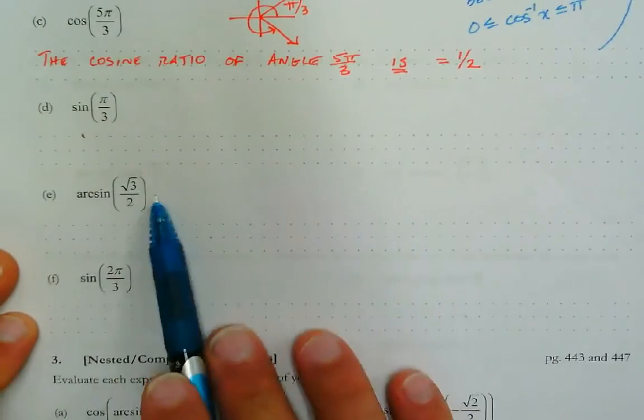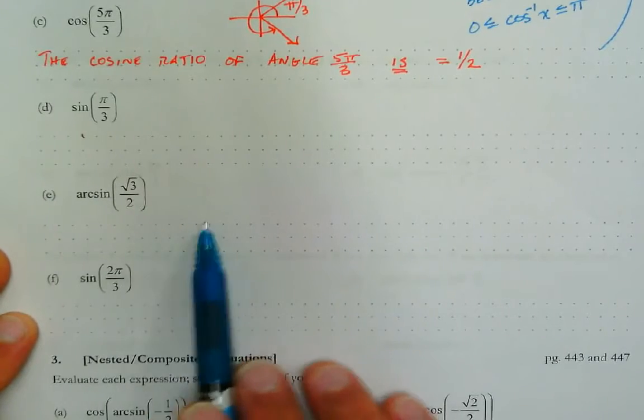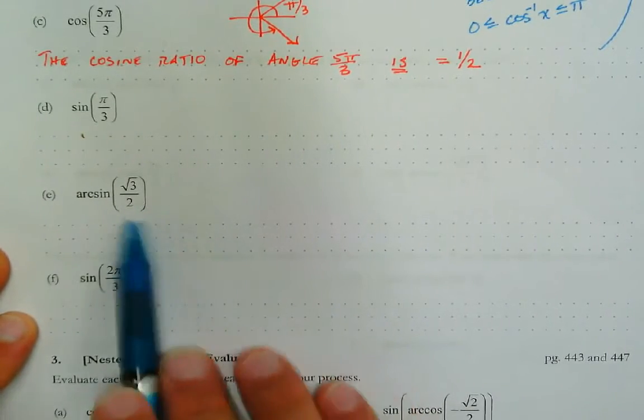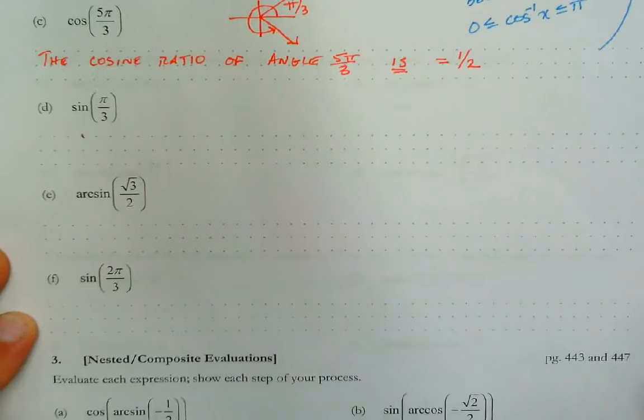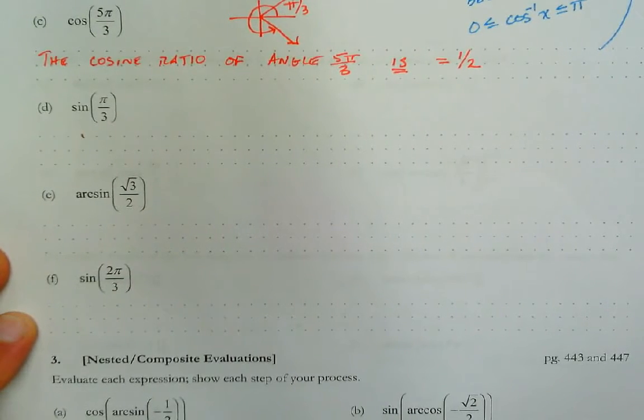Try that out for D, E, and F. Pause the video, think about it, try it out, unpause the video, and come check it out. What did I say? Pause the video, try it on your own.